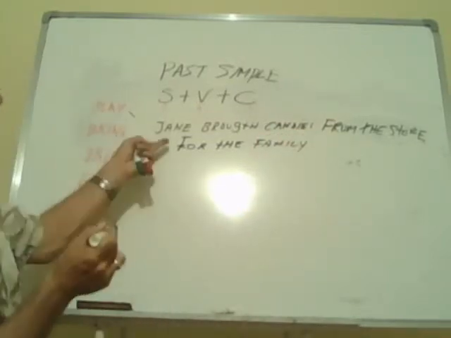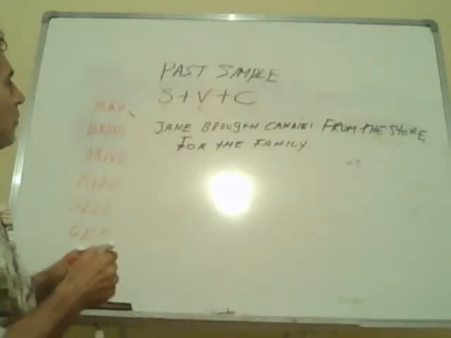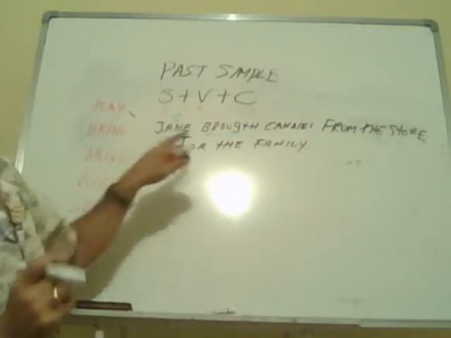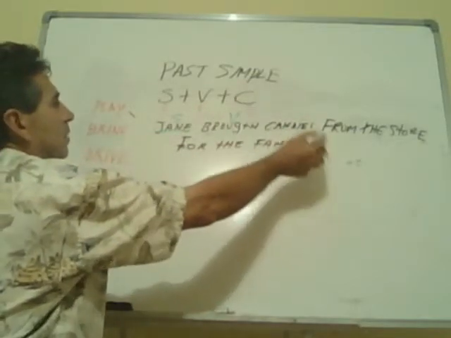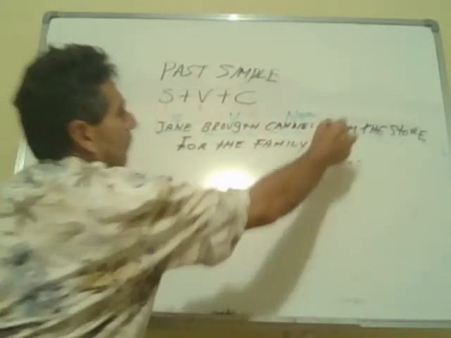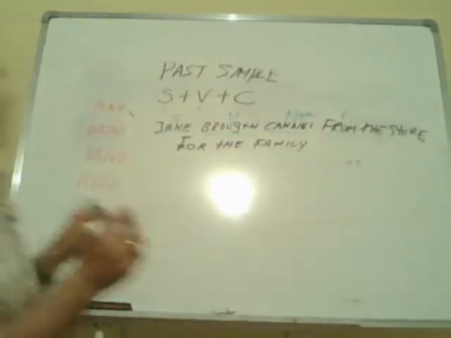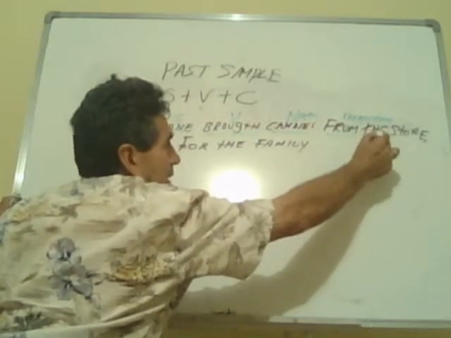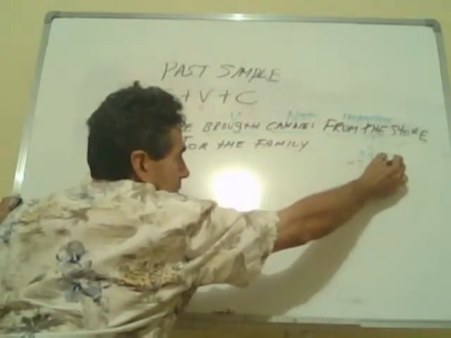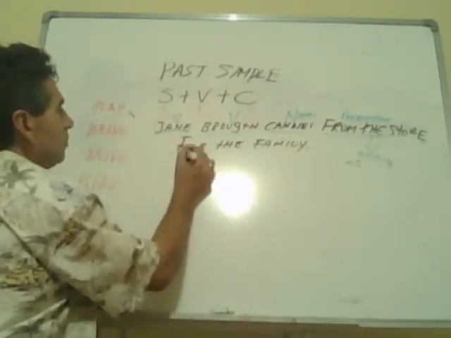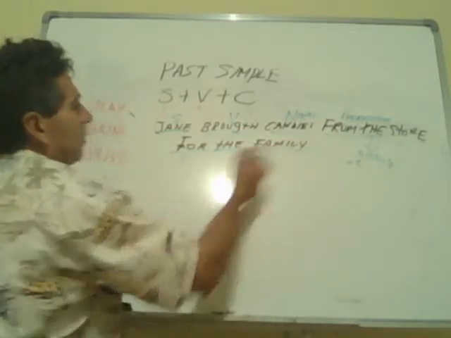Okay. Now we have a sentence over here. Jane is the subject. Brought is the irregular verb. Right? This is the verb. Candies is the noun. Noun, right? From is a preposition. Remember I talked to you about prepositions? Preposition. The letter P is an article. And then here we have another preposition which is called for, which is a prep. And the rest of them is the complement. Okay?